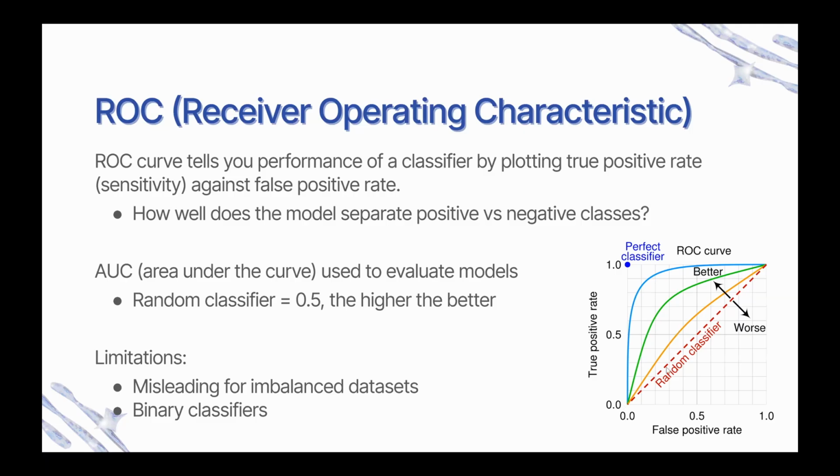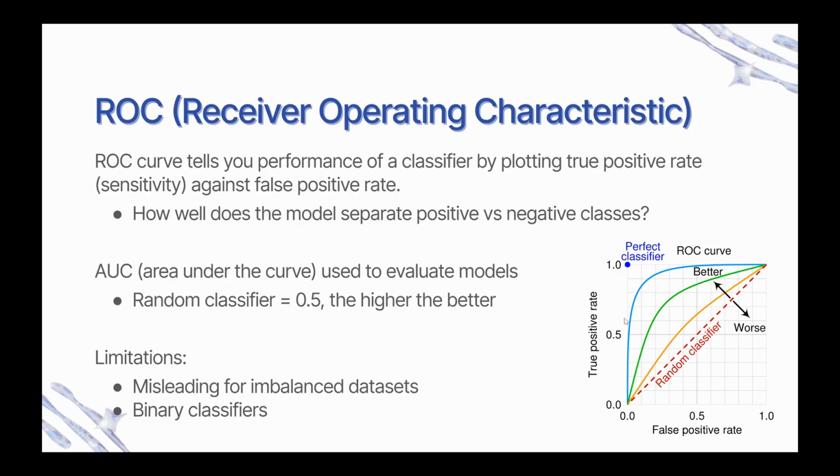If the curve is just a straight diagonal line, then it's like a random classifier, okay? But if it's going up towards the top left corner, it's a better and better classifier, okay? And this is seen from the AUC metric, the area under the curve, right? If the area under the curve is 1, okay, then you have a perfect classifier because you can see that the area of this box is 1, right?